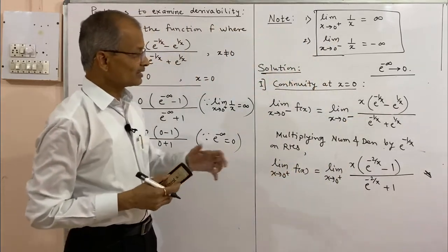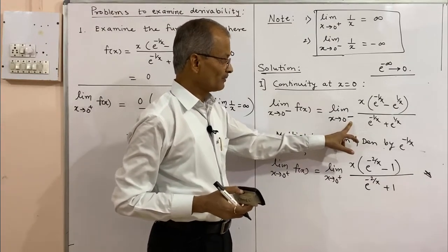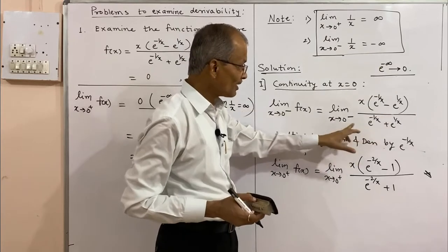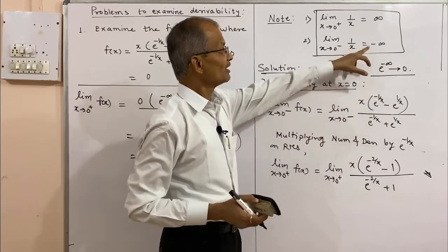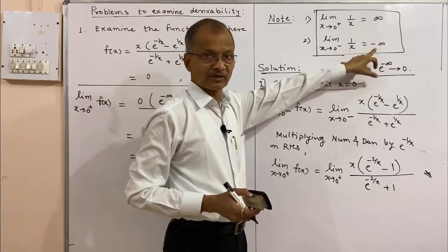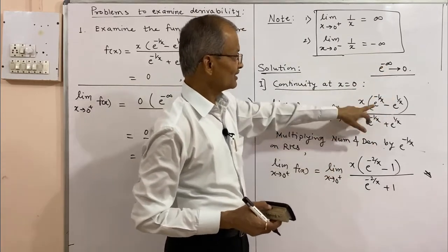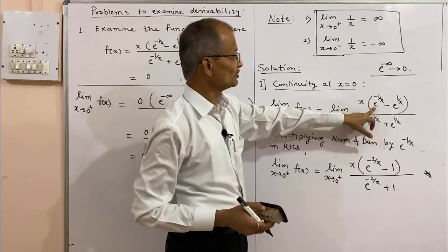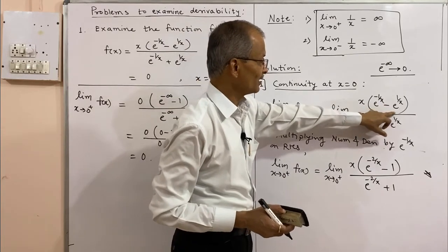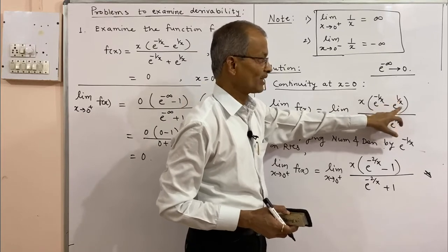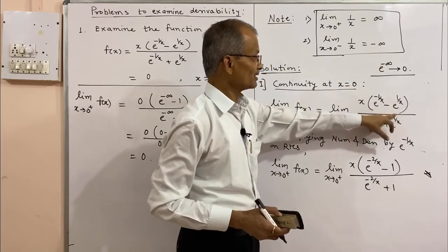Now, if you consider the limit x tends to 0 from left, now 1 by x tends to minus infinity. Limit of 1 by x is minus infinity. So we want e to the power minus infinity, and that is the required term, e raised to minus infinity. 1 by x limit is minus infinity.